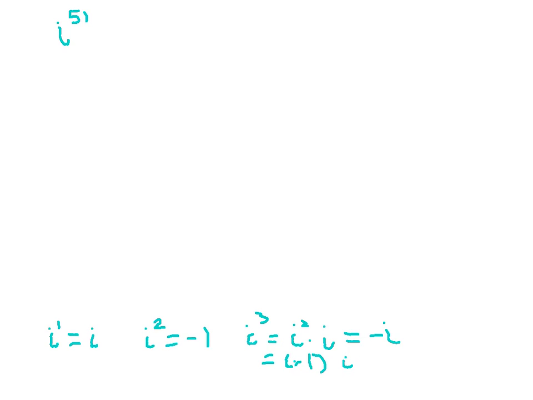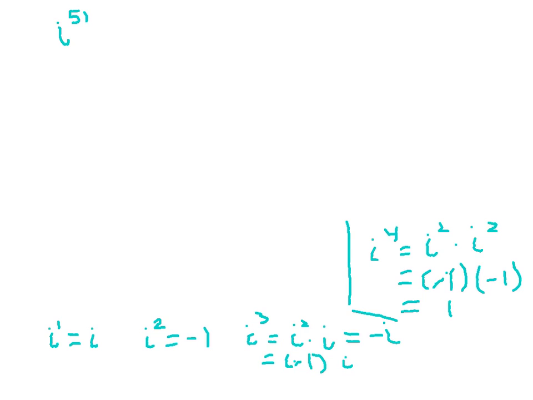And then, the one I really care about right now is i to the fourth. Well, that's equal to i squared times i squared. Well, we said i squared is equal to -1. So this is equal to -1 times -1. And of course, that's equal to 1. So that's really key right here.